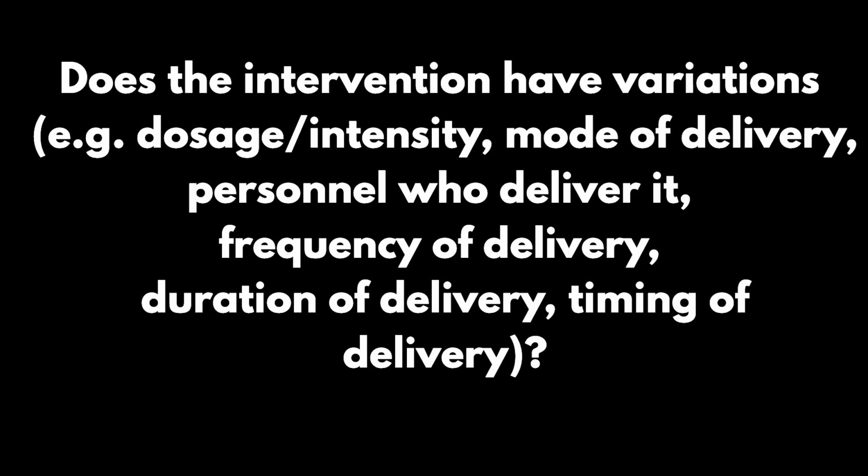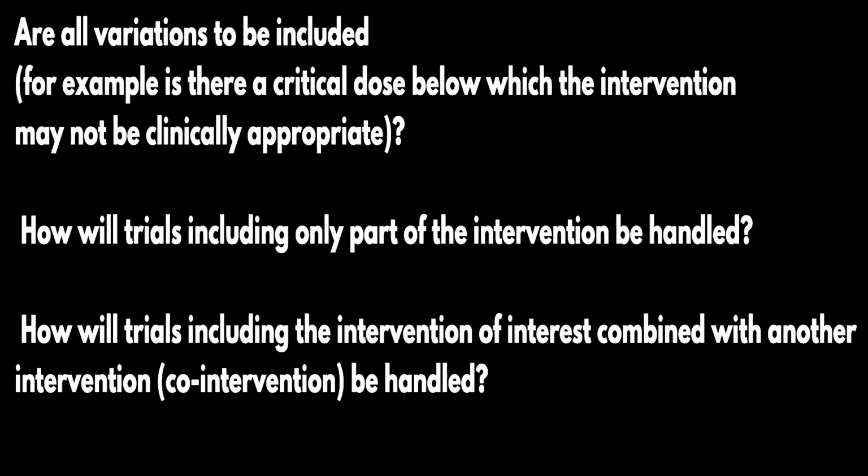Does the intervention have variations, like dosage, mode of delivery, personnel who deliver it, frequency of delivery, duration of delivery, timing of delivery? Since it's almost impossible to have every study using exactly the same criteria, this is where we face the most heterogeneity in meta-analysis. The other questions to answer are all variations to be included. For example, is there a critical dose below which the intervention may not be clinically appropriate? How will trials including only part of the intervention be handled? How will trials including the intervention of interest combined with another intervention or co-intervention be handled?